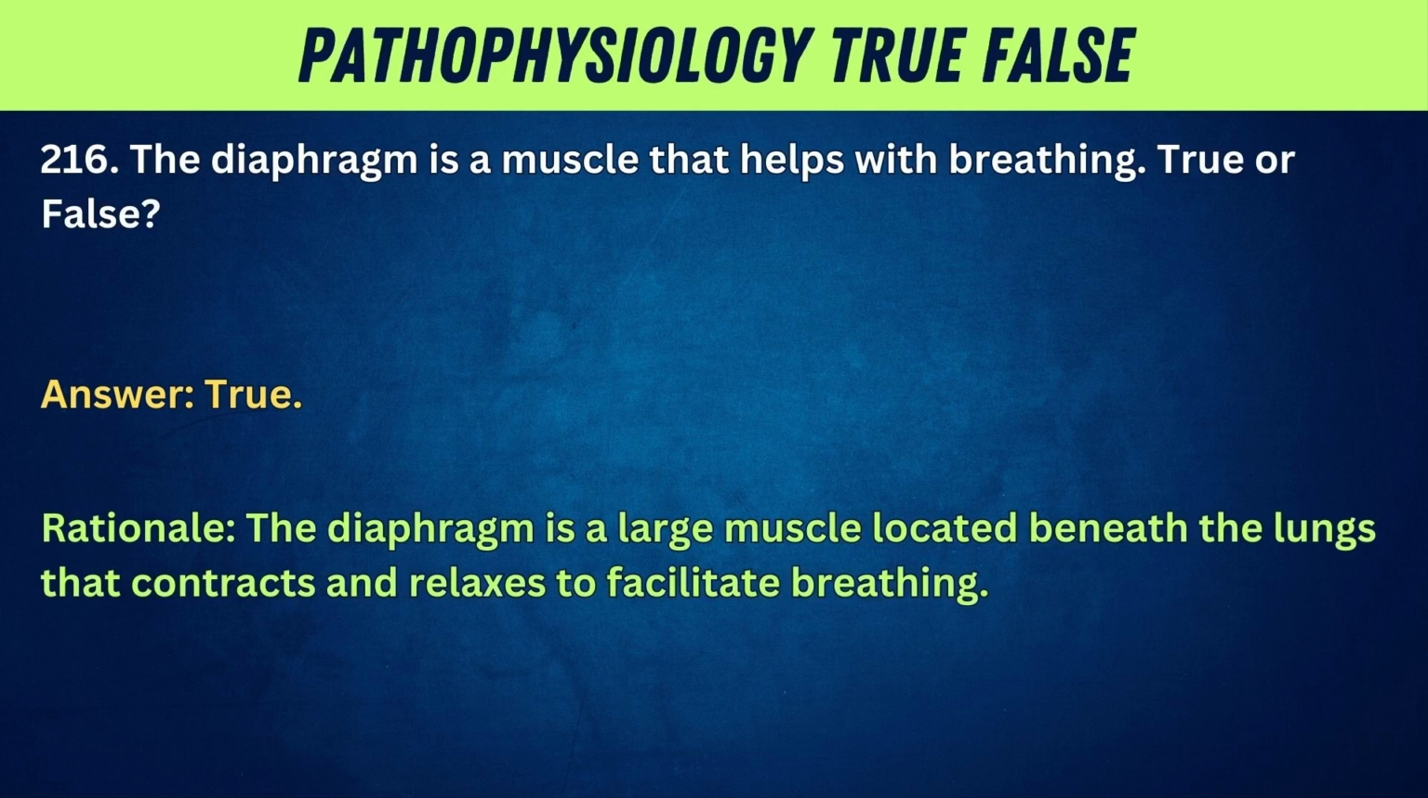216. The diaphragm is a muscle that helps with breathing. True or false? Answer: true. Rationale: the diaphragm is a large muscle located beneath the lungs that contracts and relaxes to facilitate breathing.